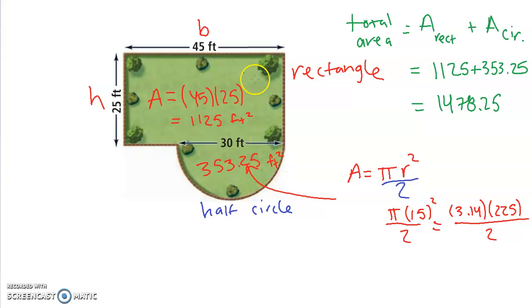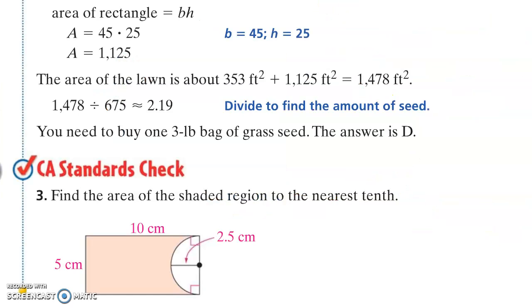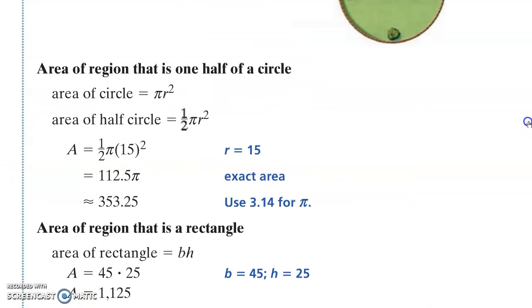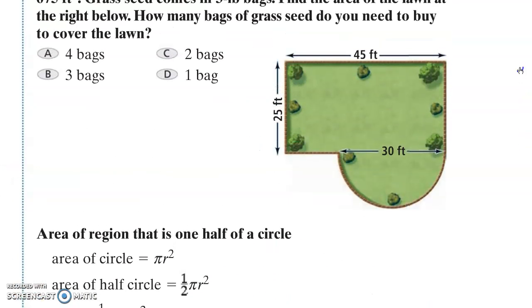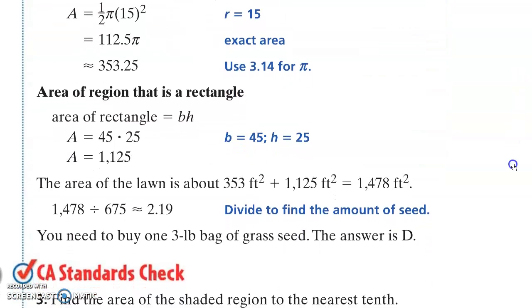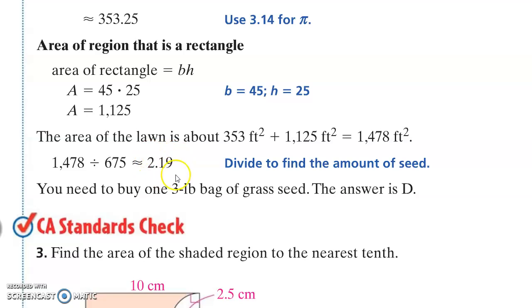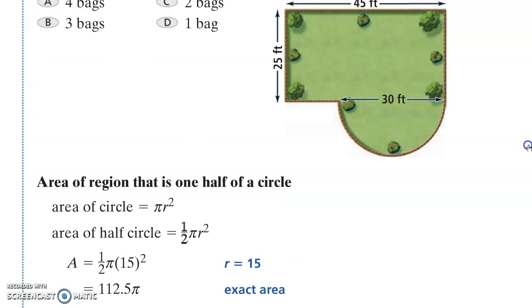353.25 square feet. The total area is going to be the area of the rectangle plus the area of the half circle, which is about 1,478.25 square feet. All right, cool. That's good to know. Now the question is asking how many bags of seed they would need if one bag covers 675 square feet. What you do is divide it by 675, and you'd figure you need about 2.19 bags. It doesn't make sense to buy 0.19 of a bag, so you would buy three bags of seed based off this question.